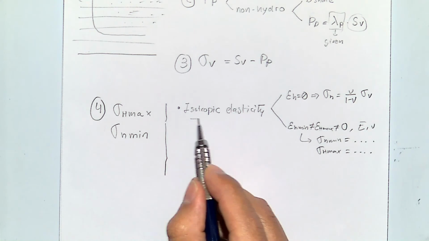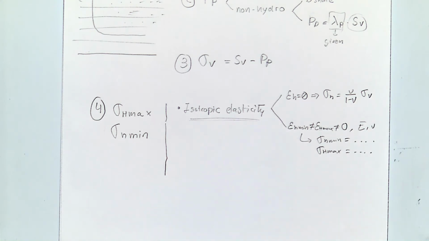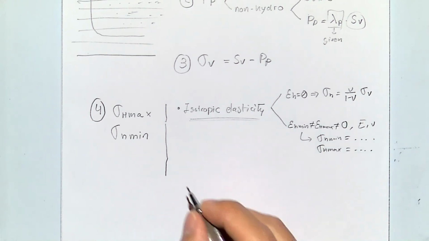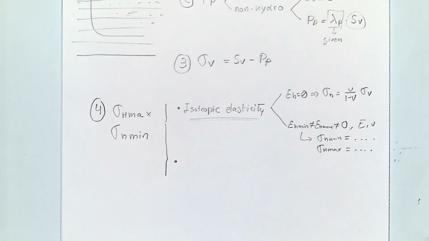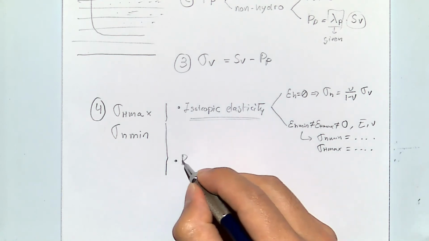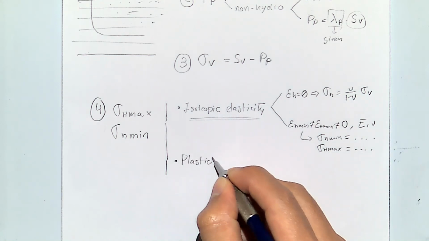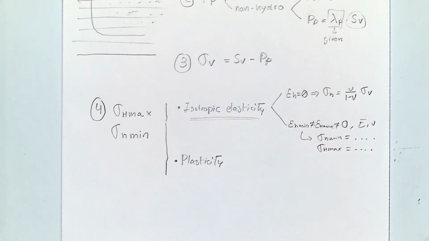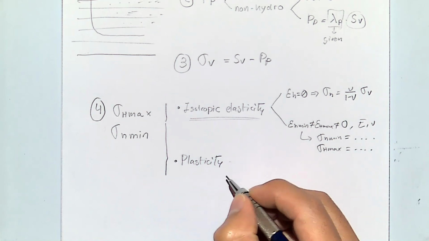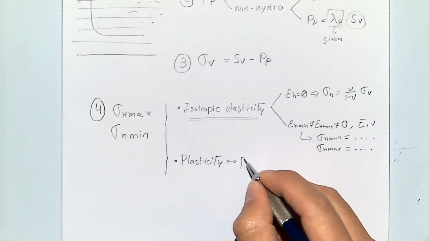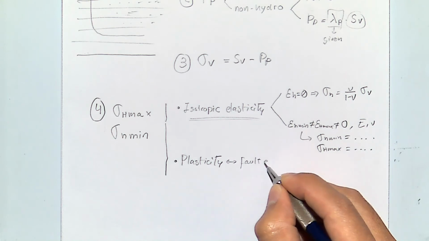And this is what we learned just a little bit before. After we finish with elasticity, we're going to see another type of method which involves the failure of faults, something which is called fault equilibrium.